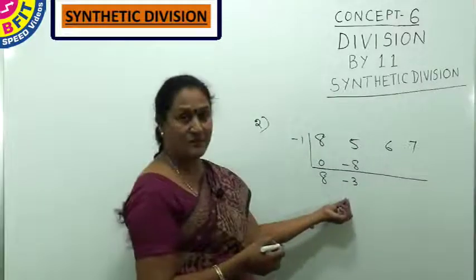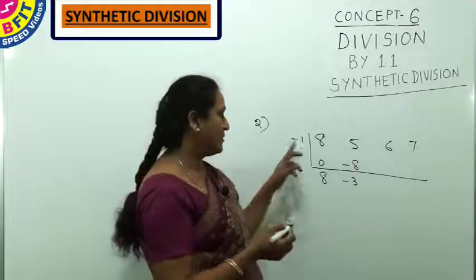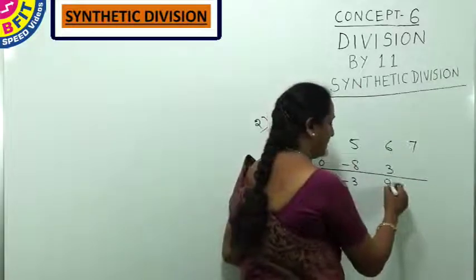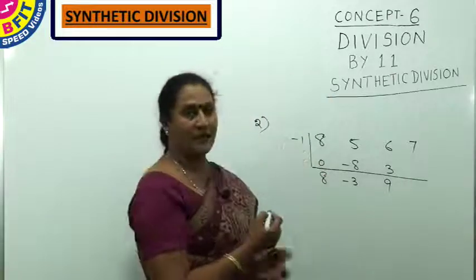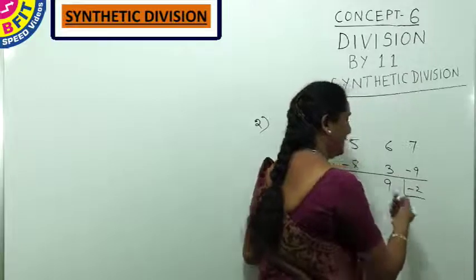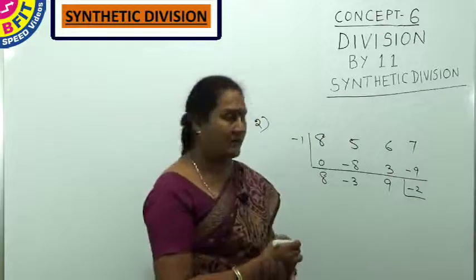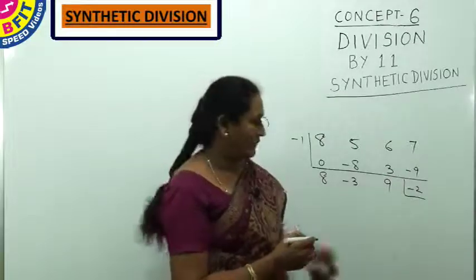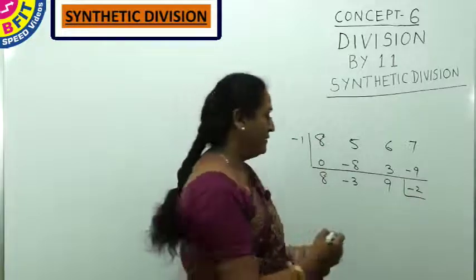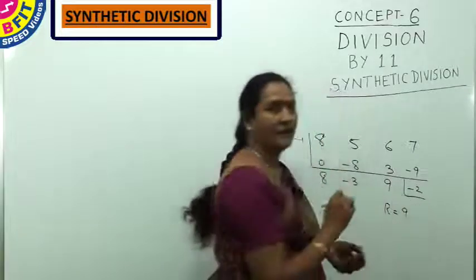8 into -1 is -8. So 5 plus -8 is -3. So here in this part we have -3, and we'll see how to work out this type of question. -1 into -3 is +3, 6 plus 3 is 9. So 9 into -1 is -9, and we have the remainder -2. So in this part, we have minus 2. And what will be the remainder? When we have a negative value, we have to subtract this value from 11. Because the divisor is 11, the remainder here will be 11 minus 2, which is 9.